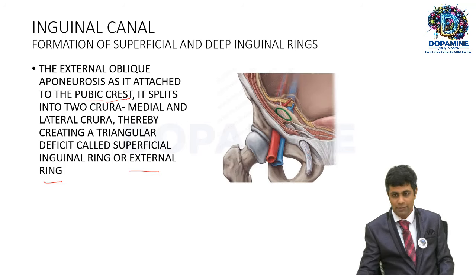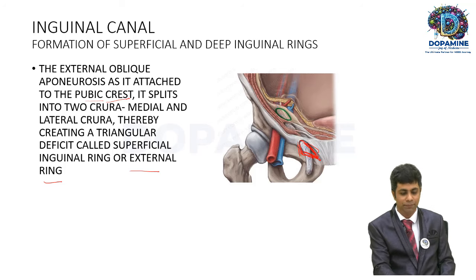You can look at the picture once again. So this is a beautiful superficial inguinal ring. This is the medial crura, I am highlighting here. This is the lateral crura, and the base is formed by the pubic crest. Clear? So this is the superficial inguinal ring.